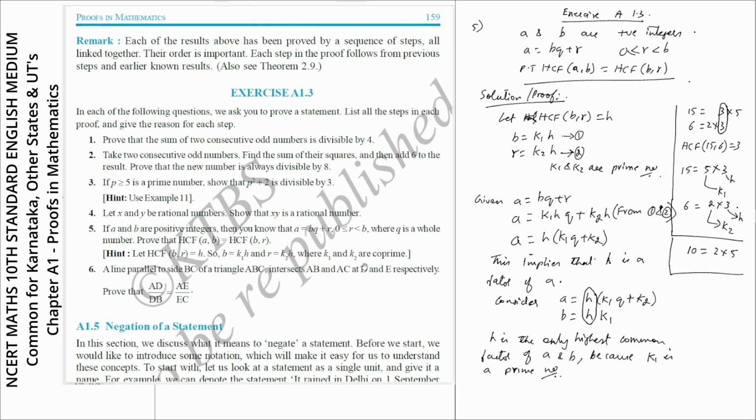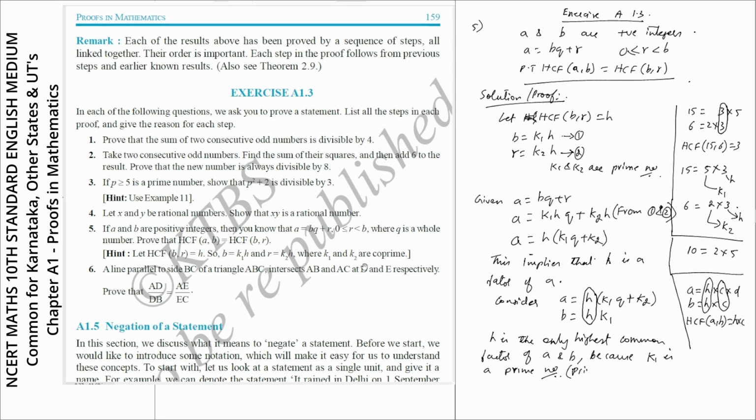See, suppose if A was something like this, H into C into D, and if B was H into C, then apart from H, I could have taken C also. Then the HCF of A and B would be H into C. But here I can't factorize K1, that's why H is the only common factor between A and B. K1 is a prime number, and a prime number cannot be factorized.